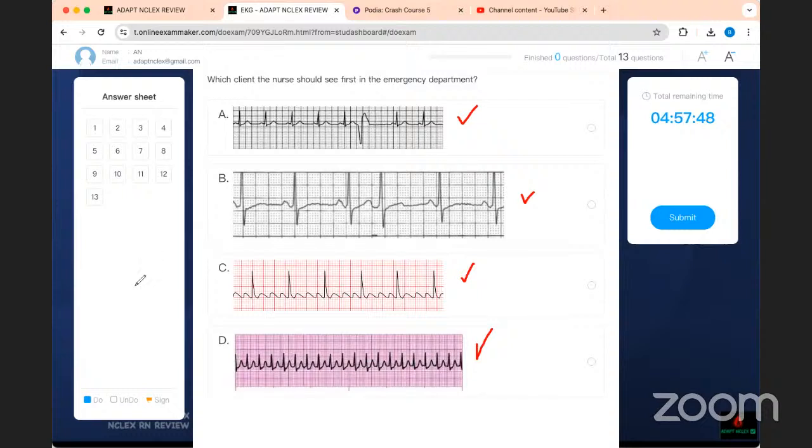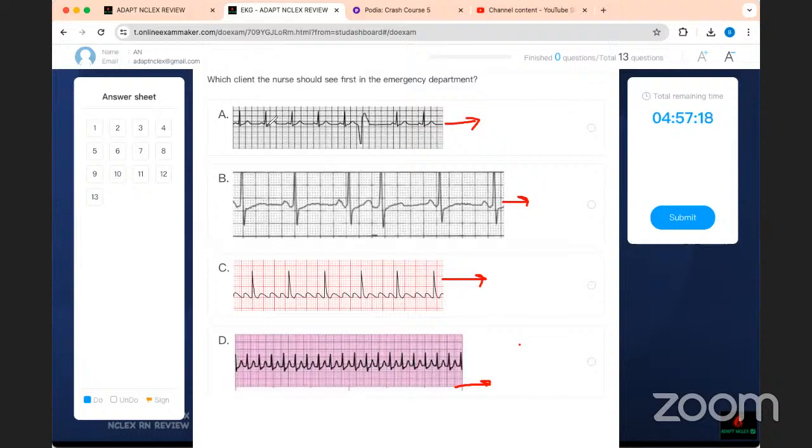You have to know what condition each represents. You have to know that sinus brady is worse than normal sinus, right? Who do you think the first one is? The second one, and third one, and fourth one.